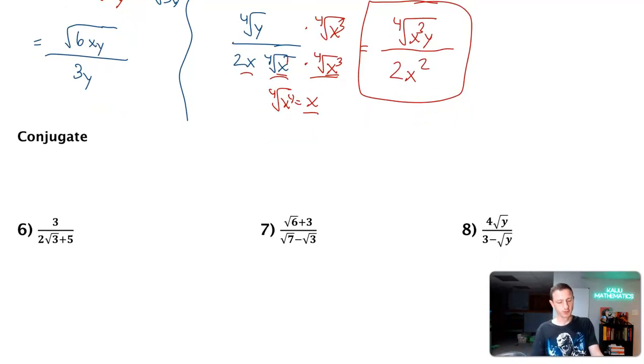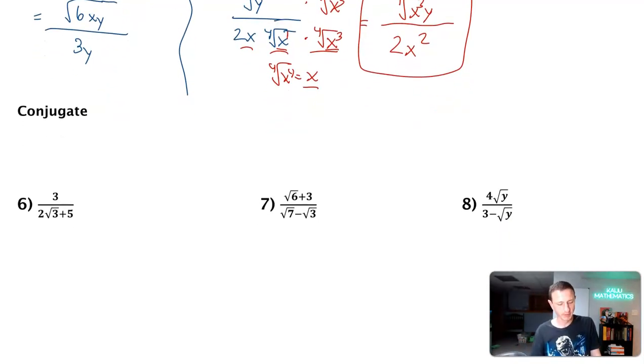Next, rationalizing the denominator still, but we have a little bit of some different looks. Like if you look at number 6, 2 root 3 plus 5, I can't just multiply by a factor of root 3, because look what happens. If I do that, I'll have 2 root 3 times root 3, which will wipe out the radical. That will be gone. But I'd have to multiply the 5. So now I've just moved the radical to the 5. That's not rationalizing. I'm just moving it to a different location.